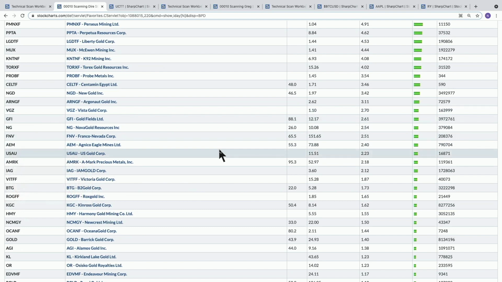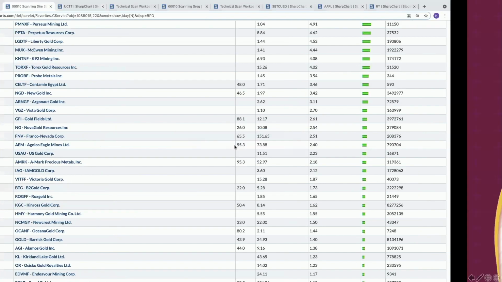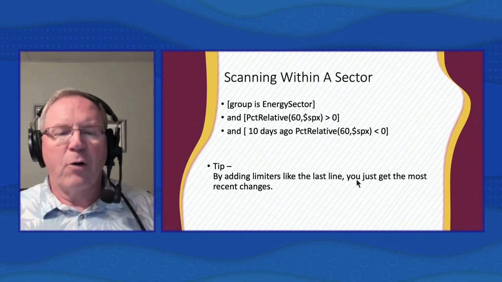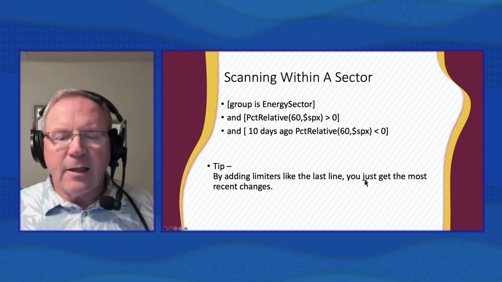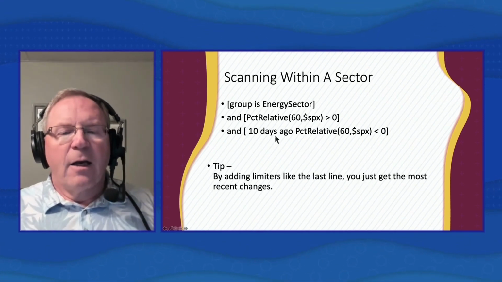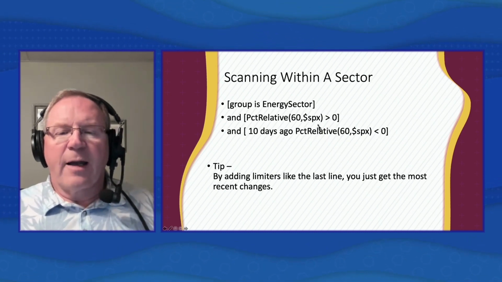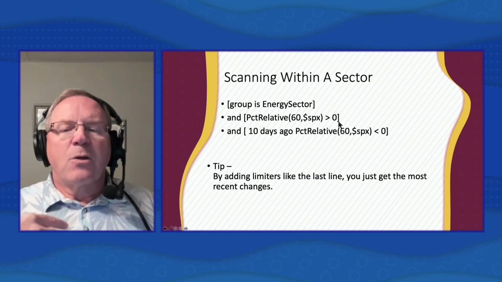pretty long list. So what we probably want to know, there's 2 different ways to think about it. Maybe I want stocks that were underperforming compared to the S&P 500 60 days ago and are now outperforming. So by adding limiters like this last line, it just says, and 10 days ago, this was underperforming and now it's outperforming. So we can get that change.